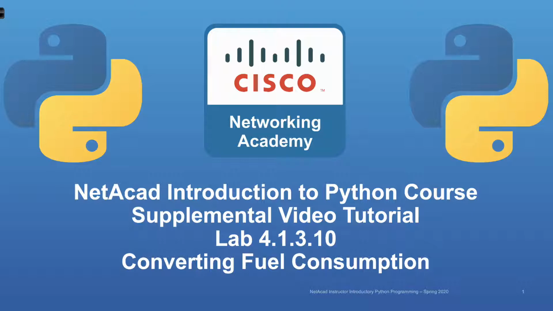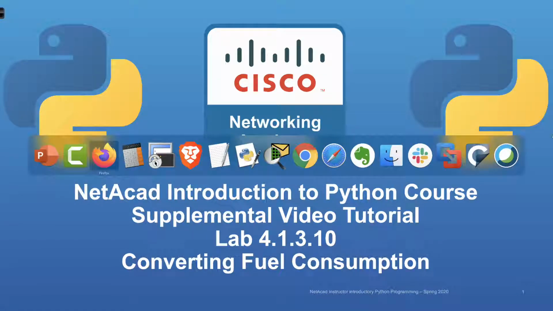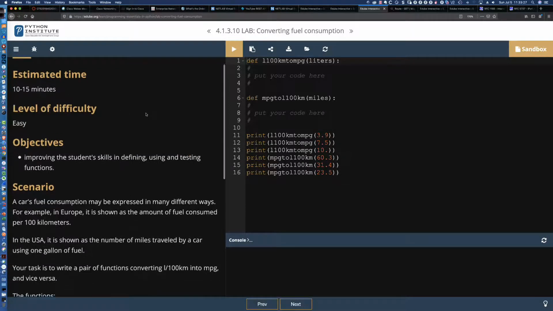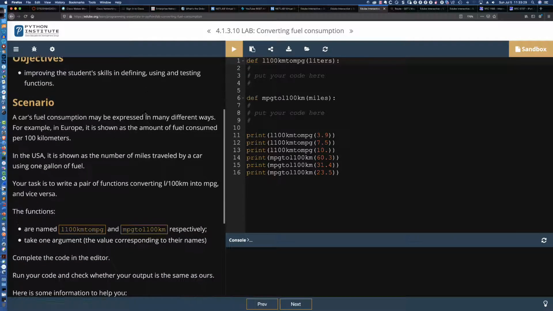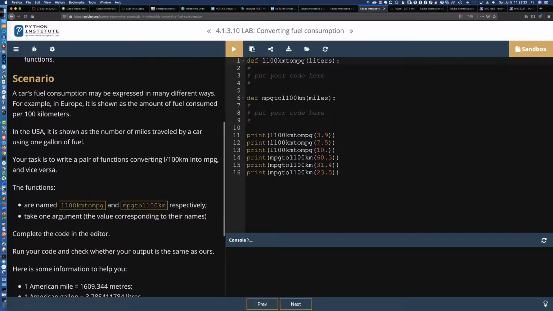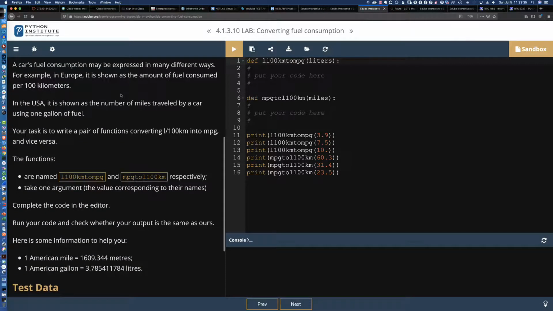In this video tutorial, we're going to be tackling Lab 4.1.3.10, where we're going to be converting fuel consumption. And this lab, while listed as easy and indicating that it should take 10 to 15 minutes, is a little more difficult than easy, I believe, for a beginning learner. So we're going to be doing some conversion, and they're talking about the scenario here about a car's fuel consumption.